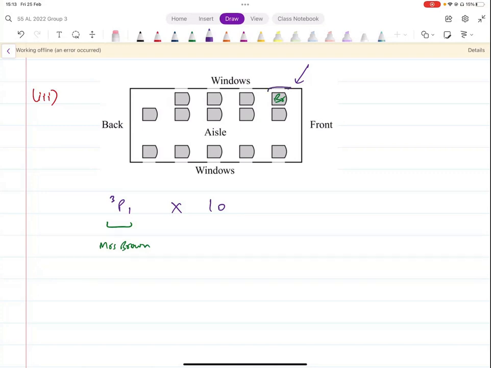Because you have already placed Mrs. Brown on one seat, that's what we did first. So Mrs. Lynn now cannot sit here. She cannot sit here. She cannot sit here. How many options do we have? We've got 10 options left. So this is for Mrs. Lynn. Is that okay?